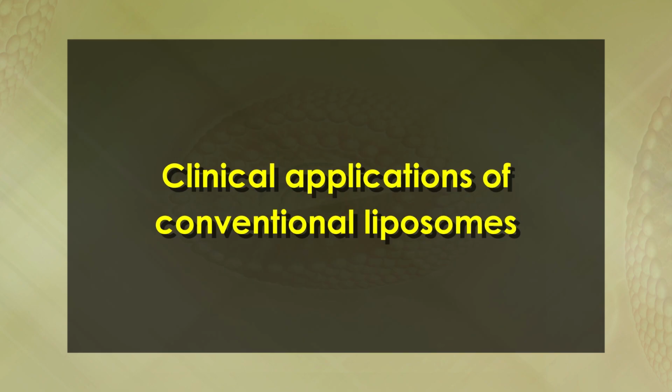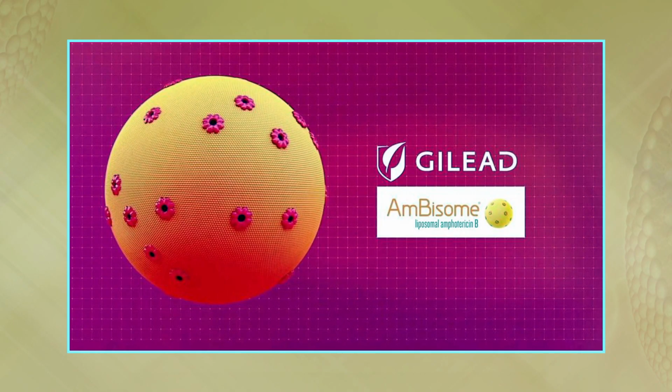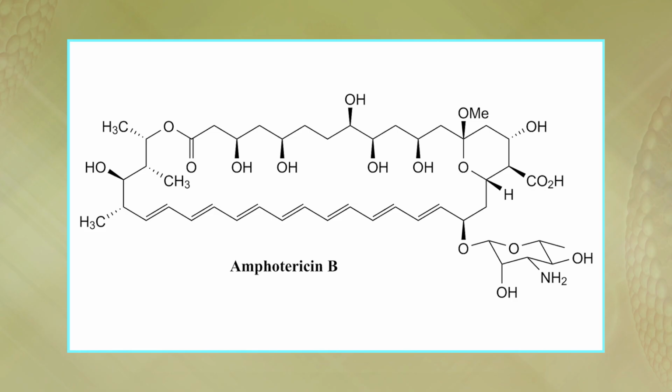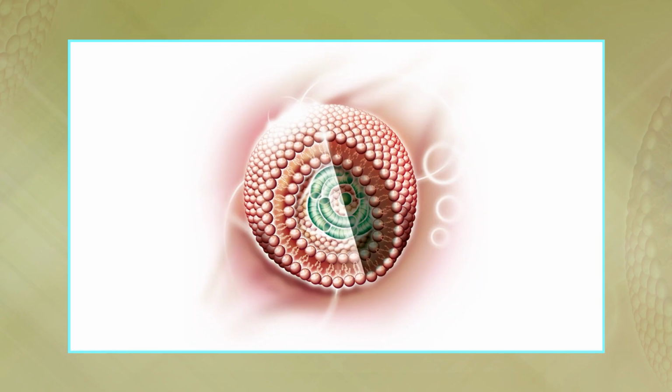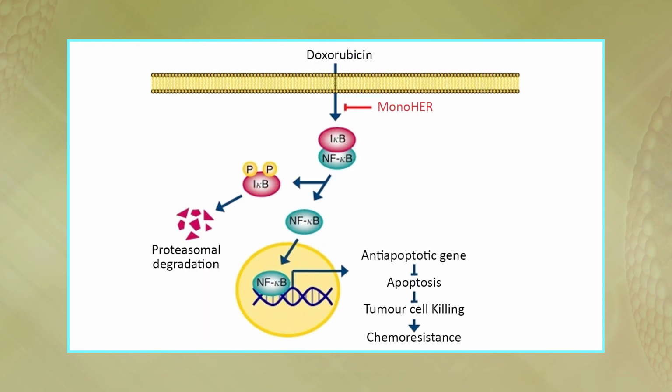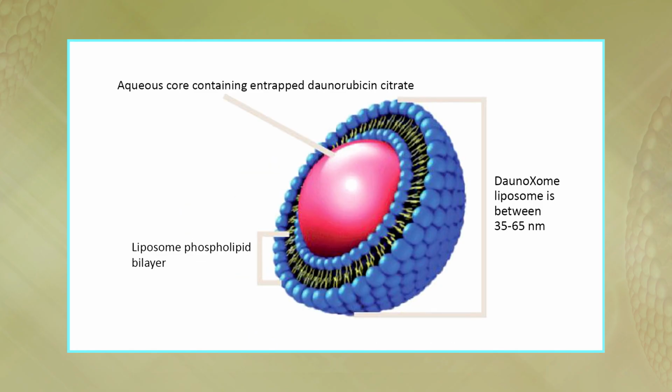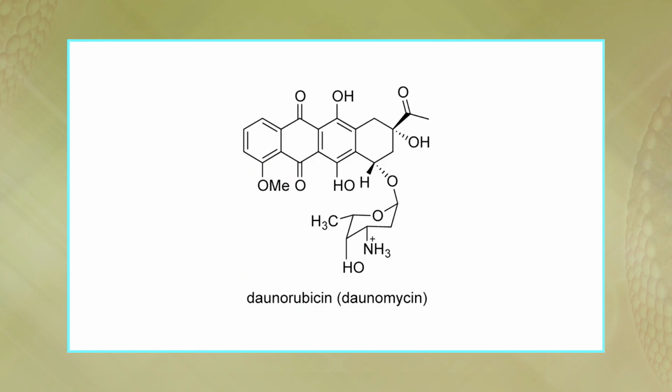Now let's discuss the clinical applications of the conventional liposomes. Based on these studies, conventional liposomes composed of neutral or negatively charged lipids plus cholesterol have been prepared. Some of these formulations have reached the market or are now entering clinical trials. AmBisome, in which the encapsulated drug is the antifungal amphotericin B, Myocet, encapsulating the anticancer agent doxorubicin, and DaunoXome, in which the drug incorporated is daunorubicin, are the principal examples of such formulations.